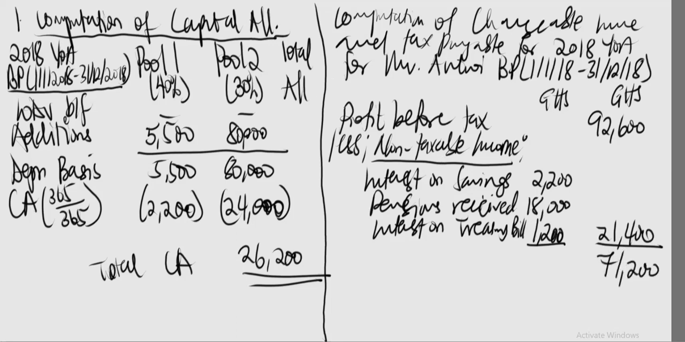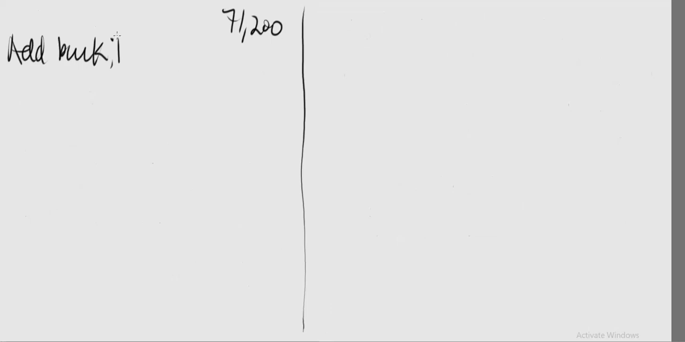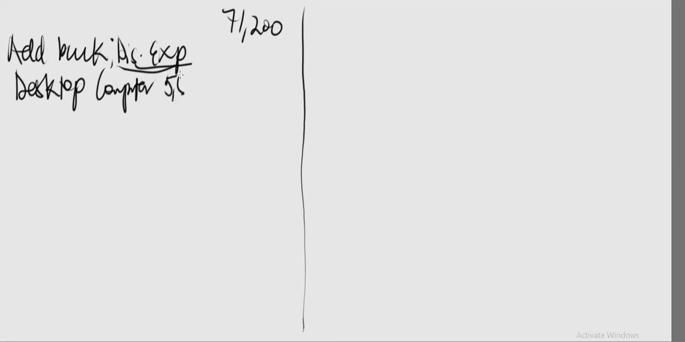Now that we have the 71,200, the next thing I will want to do is to add back the disallowable expenses. So for our disallowable expenses, what was disallowable per the question? I think we have desktop computer purchased. It's a capital allowance expenditure. So desktop computer, how much was it? Yes, 5,500.